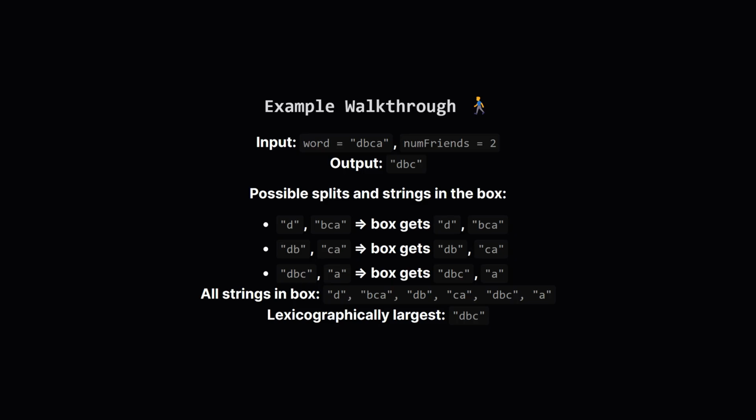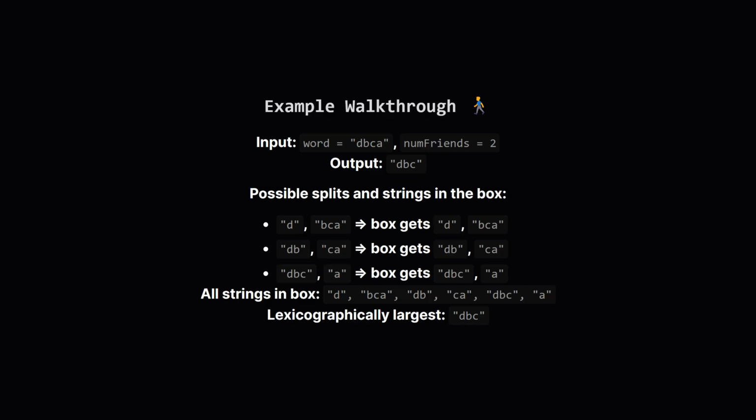Let's walk through the first example. The input word is DBCA, and the number of friends is 2. This means Alice needs to split DBCA into 2 non-empty pieces. How can she do this? Well, first, she could split it as D and BCA. Both D and BCA go into our imaginary box. Another way, she could split it as DB and CA. So DB and CA also end up in the box. And one more way, DBC and A. Now, DBC and A are added to the box.